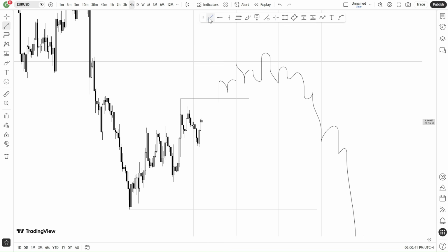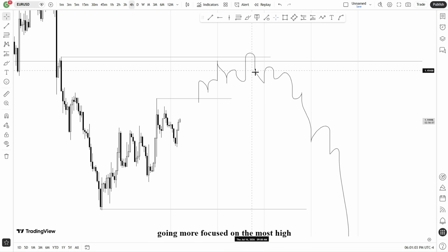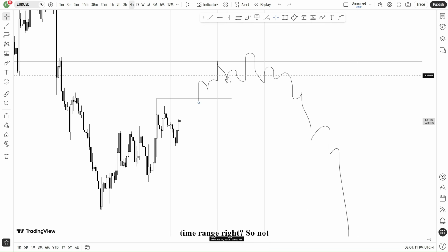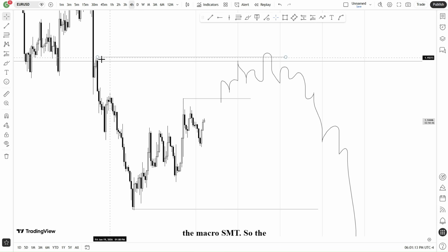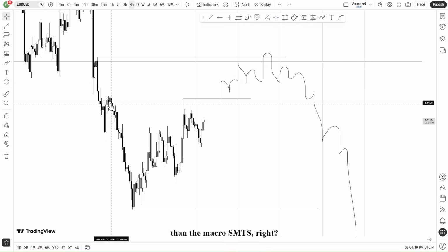So for the sake of price ranges, we might be from this particular price range, which is the daily FVG, right? So this is the price range, but we are going to be more focused on the most high probability SMTs that come from the current time range, right? So not the macro SMT. The micro SMT is more important than the macro SMTs, right?